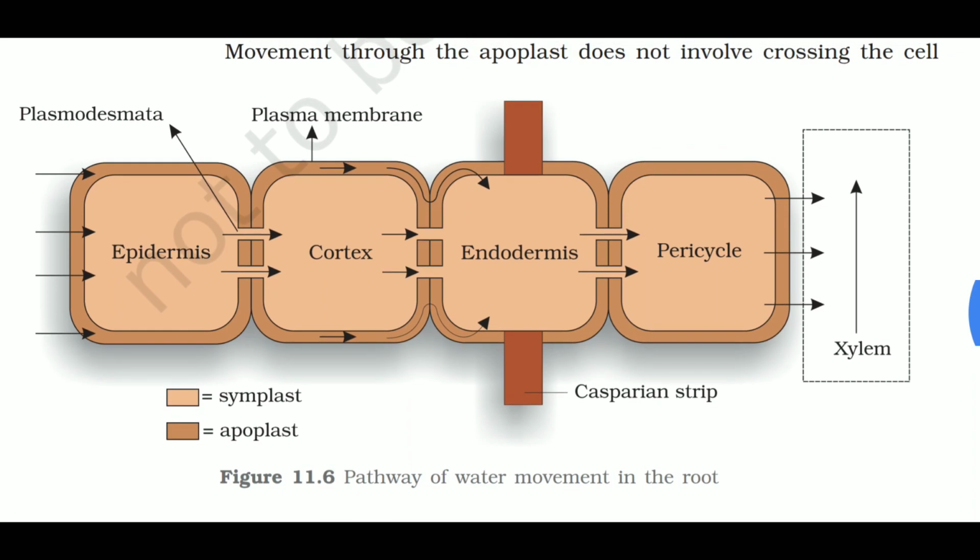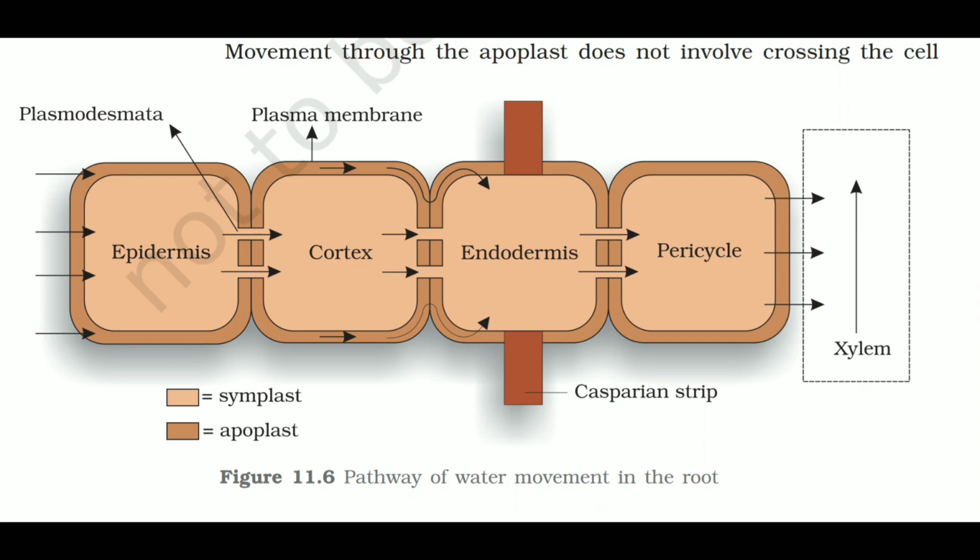In this picture, you can see the Symplast and Apoplast. Symplast will be inside, through the plasmodesmata. Apoplast will be through the cell wall. Please observe the cell wall alone. You can see that through the cell wall alone the movement of the water takes place. In the water, the minerals also will be there. And Symplast will be from cell to cell.